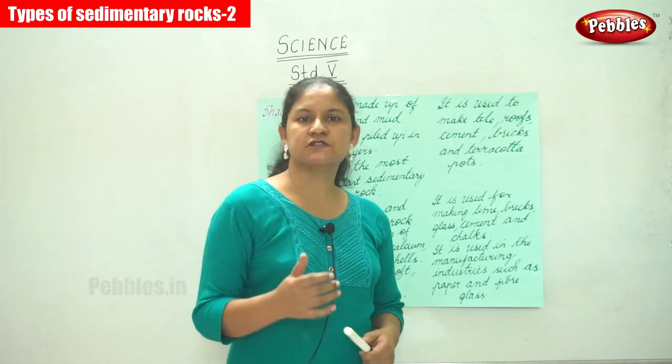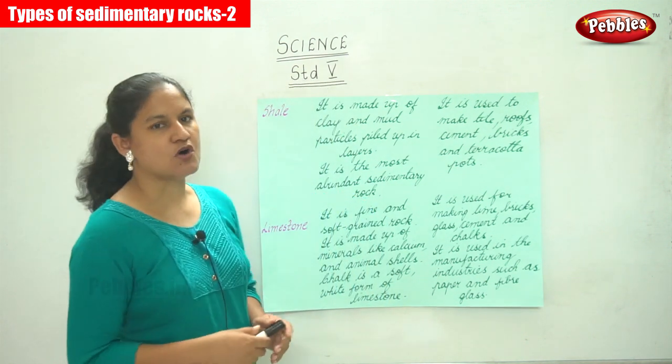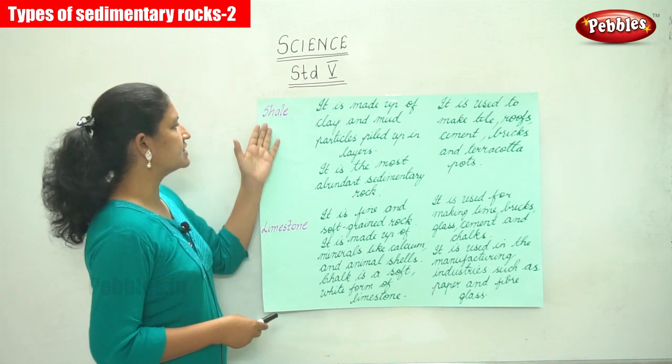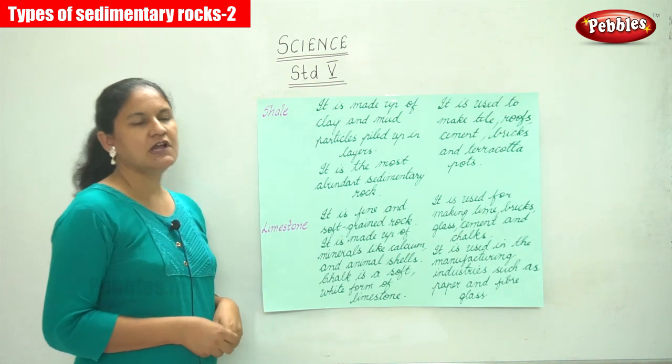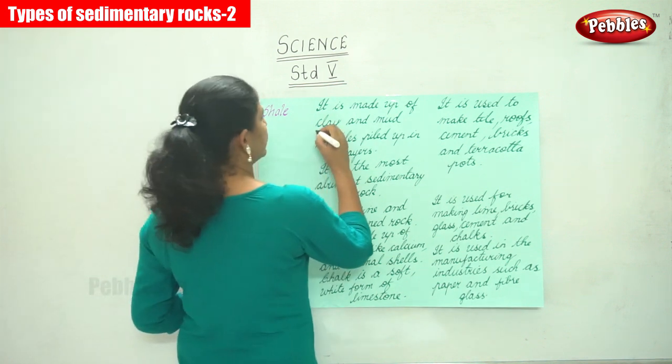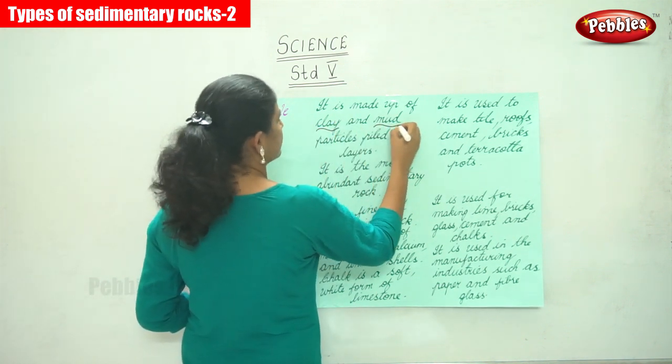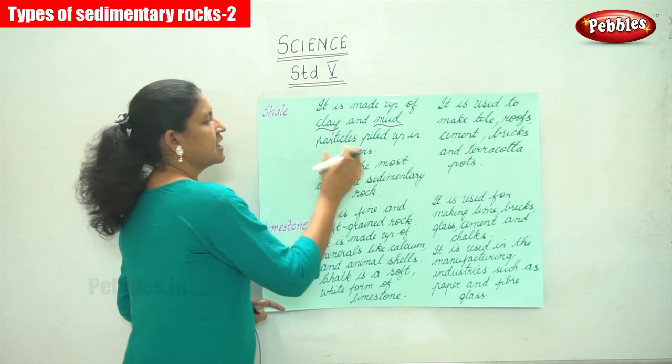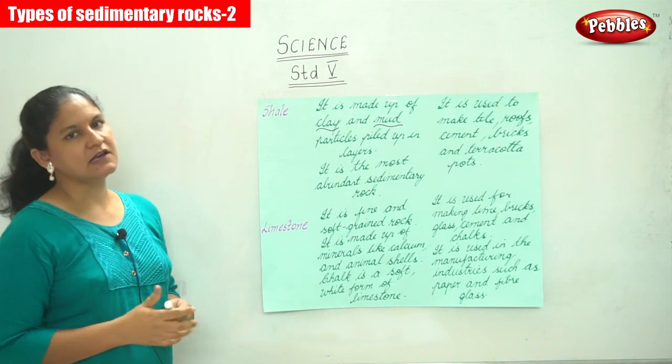Moving on to the next type of sedimentary rock is your shale. The shale is made up of clay and mud particles piled up in layers.